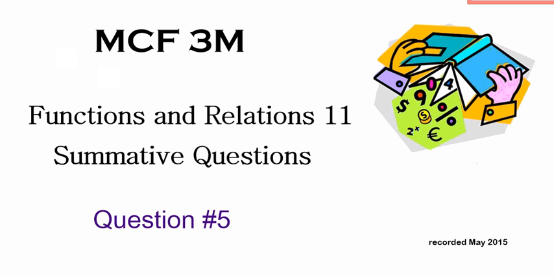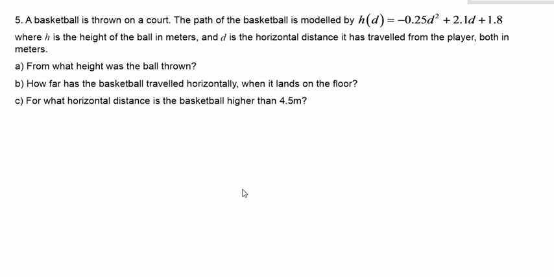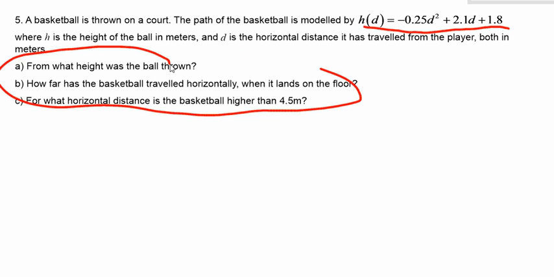This video is for grade 11 students in functions and relations who are working on the summative package. This is question number 5 from that package. A basketball is thrown on a court. The path of the basketball is modeled by this equation, where h is the height of the ball in meters and d is the horizontal distance it has traveled from the player, both in meters. And then there's some questions I have to answer, but I'm not going to pay too much attention to them until I'm really clear on what this equation means.